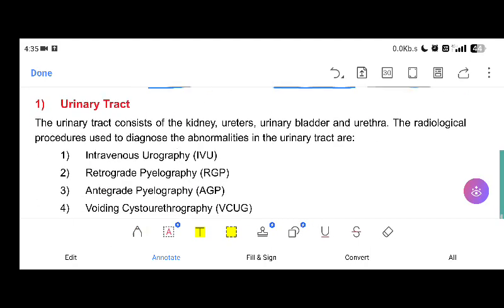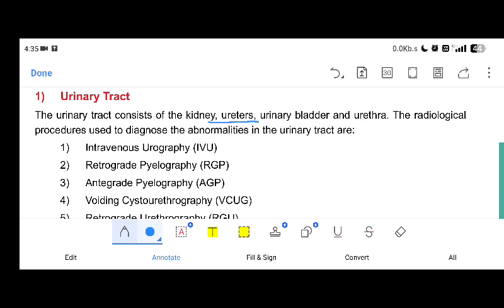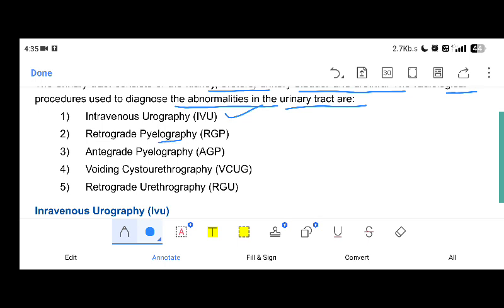So the urinary tract consists of the kidneys, ureter, urinary bladder, and urethra. The radiological procedures used to diagnose abnormalities in the urinary tract are IVU, intravenous urography; retrograde pyelography, RGP; antegrade pyelography, AGP; voiding cystourethrography, VCUG; and retrograde urethrography, RGU.